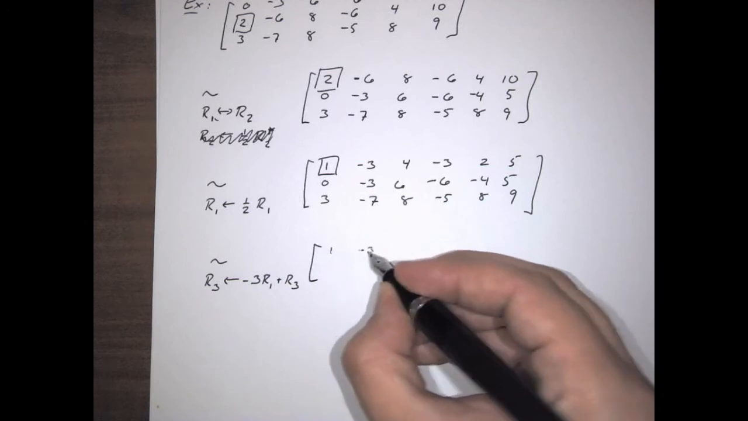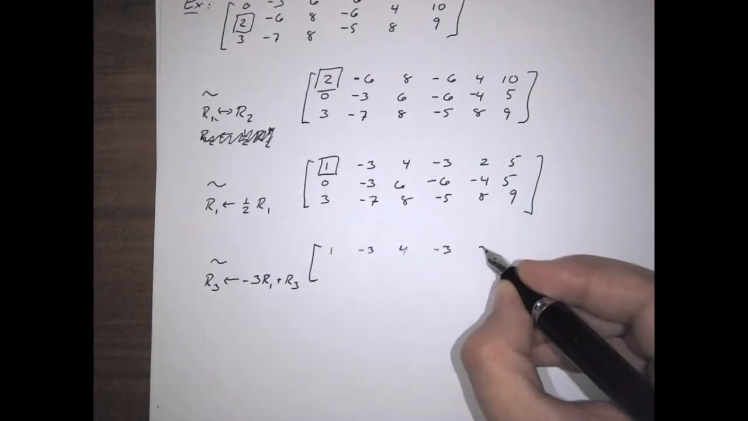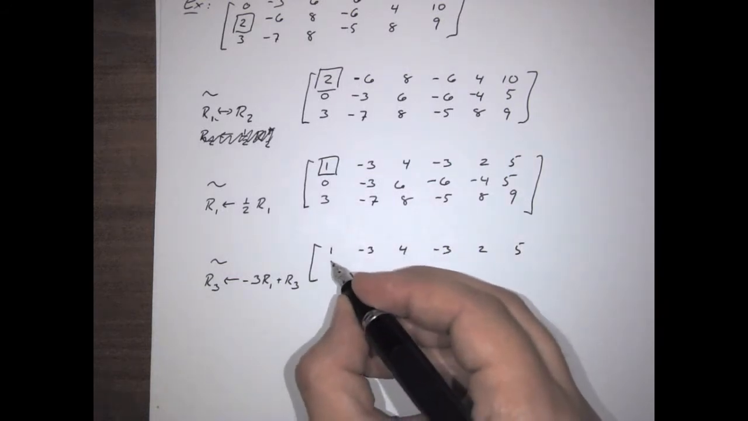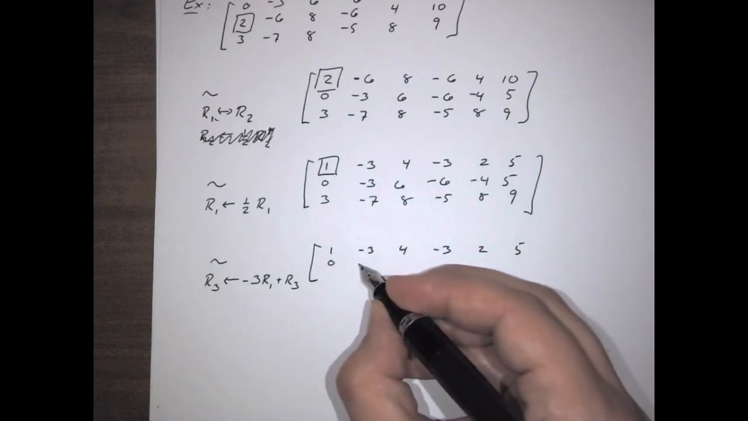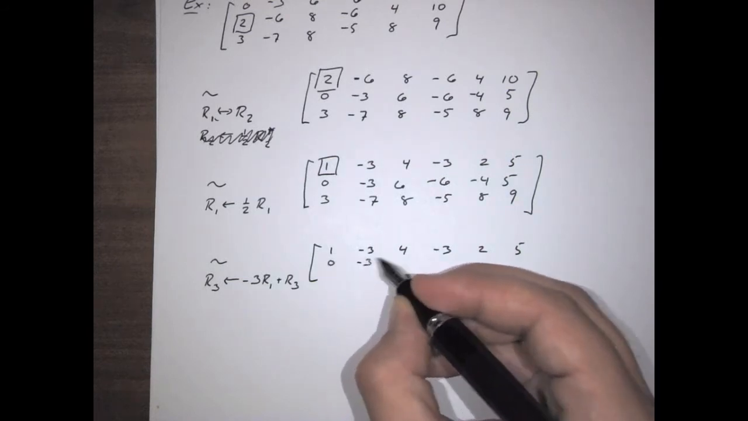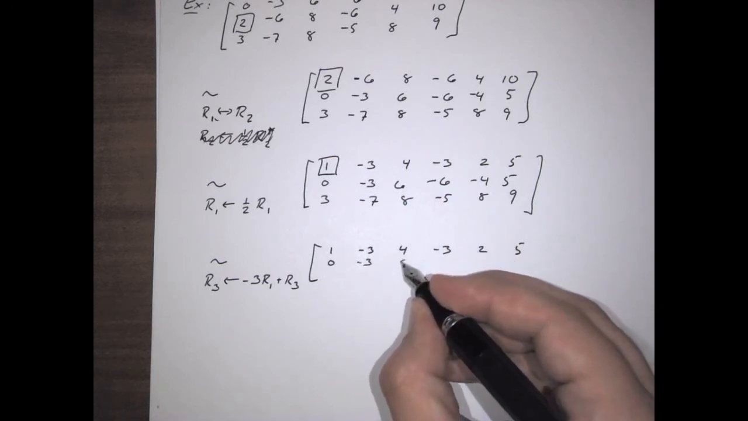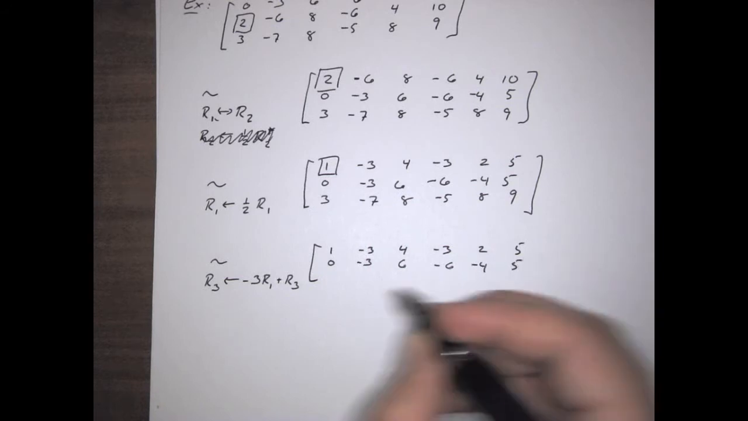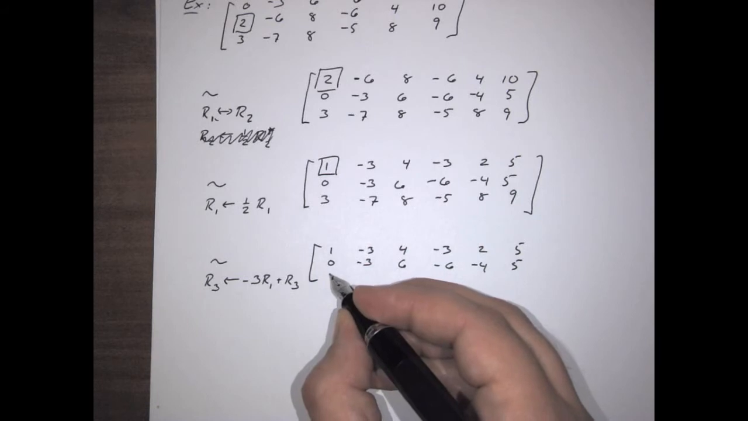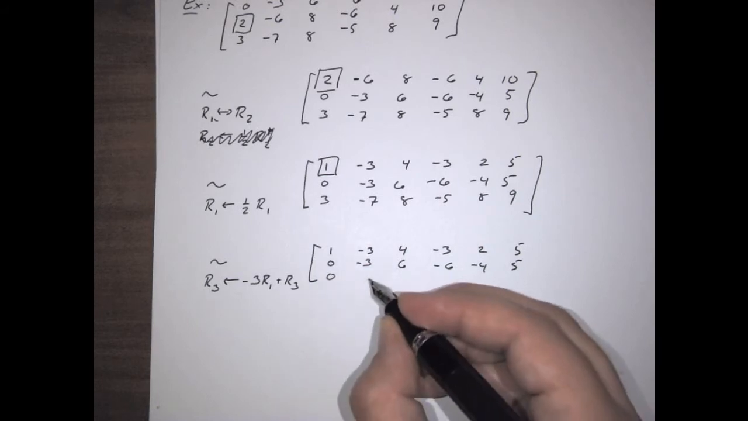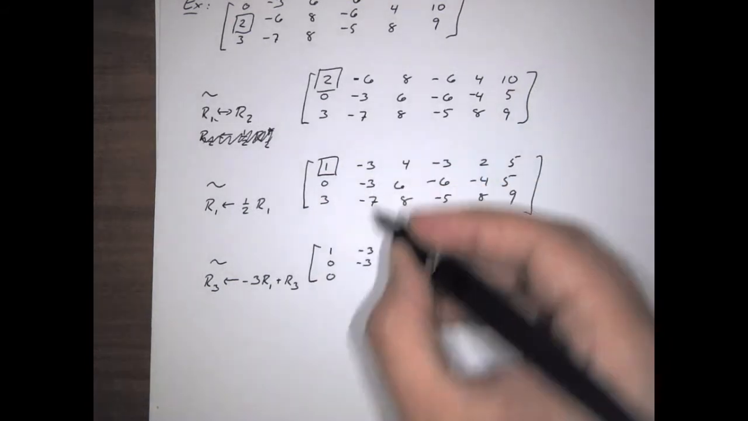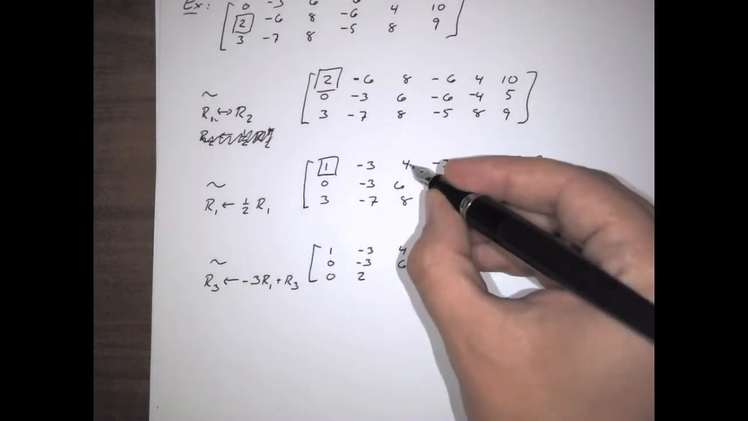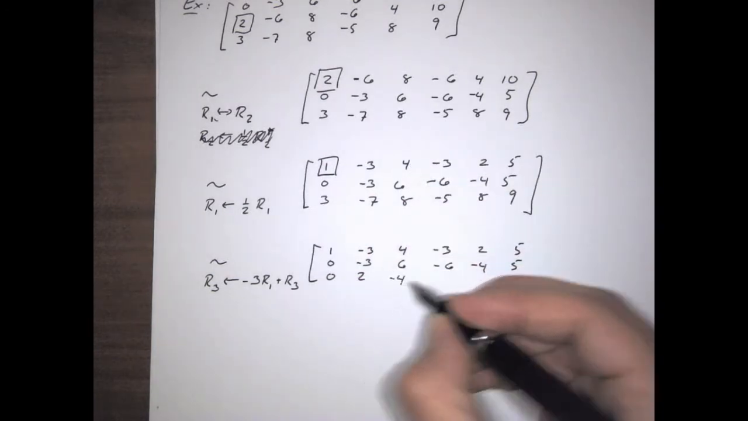So 1, negative 3, 4, negative 3, 2, and 5. We're just copying and pasting row 1 as it was. Nothing is changing about it. Row 2 is also staying the way it was. So 0, negative 3, 6, negative 6, negative 4, and 5. And then what we've got down here is going to be 0, negative 3 is going to make positive 9, add negative 7, and it's going to make positive 2. Negative 12 plus 8 is going to make negative 4.